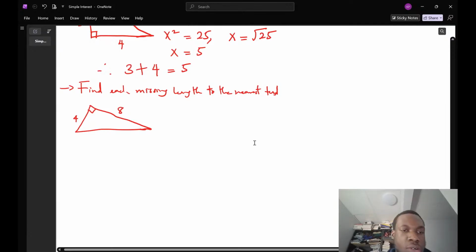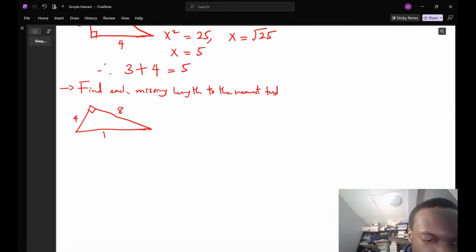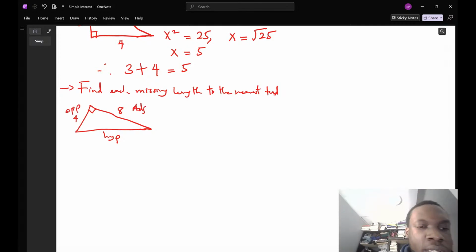So this question says find each missing length to the nearest tenth. Okay, so in this case, we see where the right angle is facing. That means this side is the hypotenuse. We can pick either side. This one could be opposite, this one could be adjacent. It doesn't matter whatever order we put it. But whenever we're putting the hypotenuse, we must know that it's the side facing the right angle. That's the longest side on the right angle triangle.